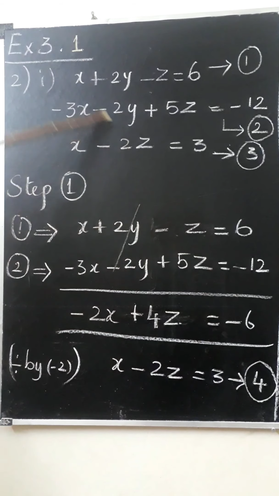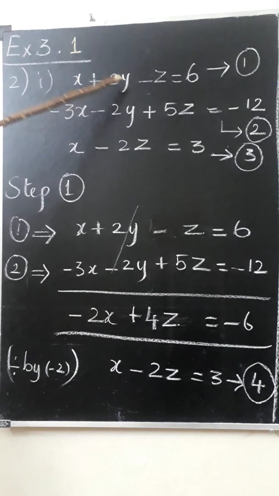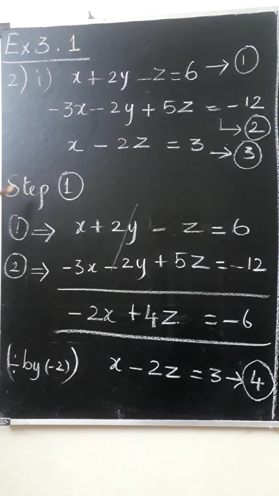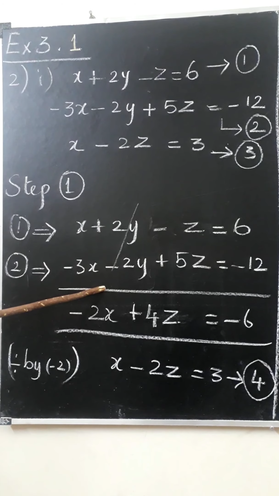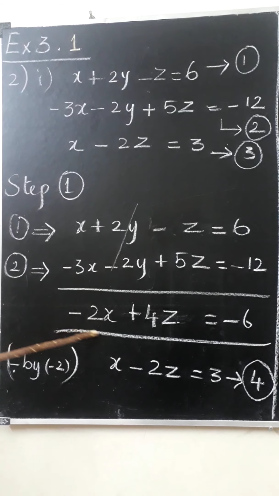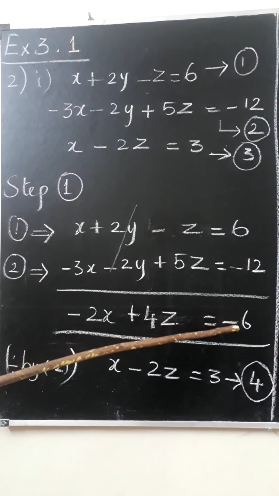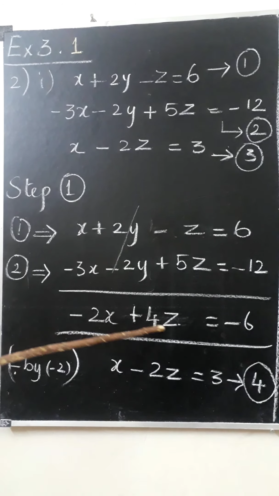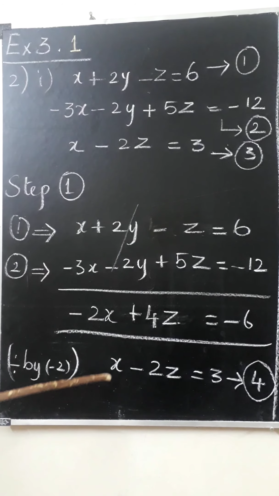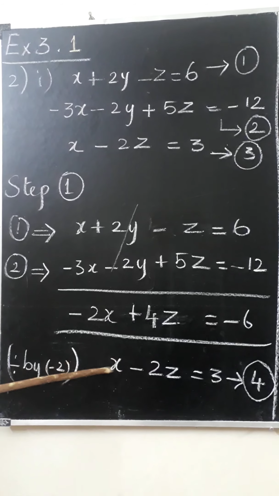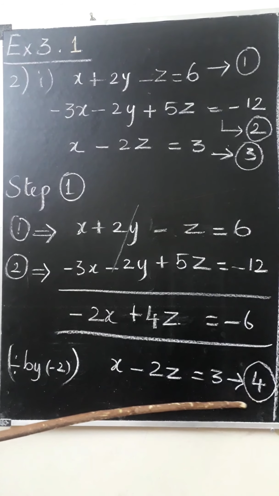So I have decided to take the first two equations because in these two equations the y variable has the same coefficient 2. I have taken the first and second equation and eliminated y. After eliminating y, we got the fourth equation, that is minus 2x plus 4z is equal to minus 6. All these terms can be divided by minus 2. So I have divided by minus 2 and simplified, and now we get the equation x minus 2z is equal to 3 as the fourth equation.